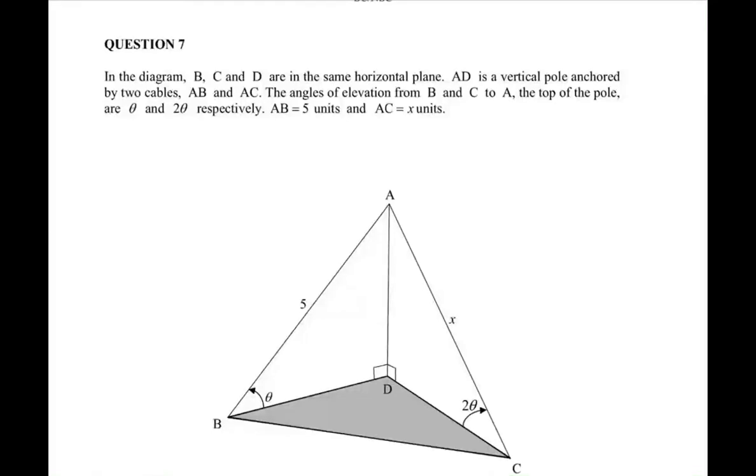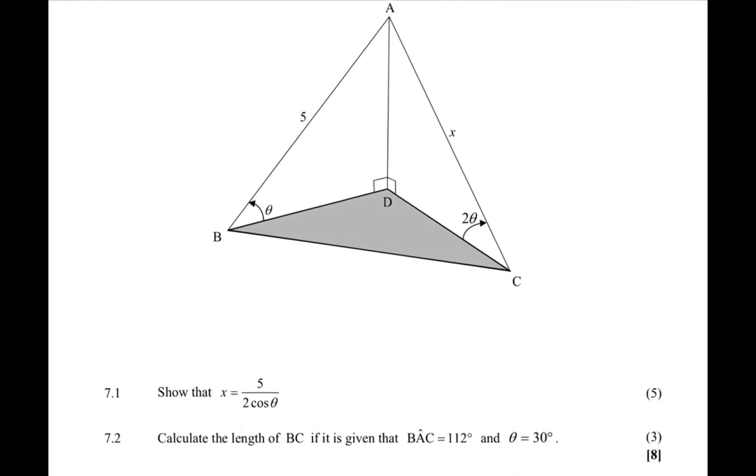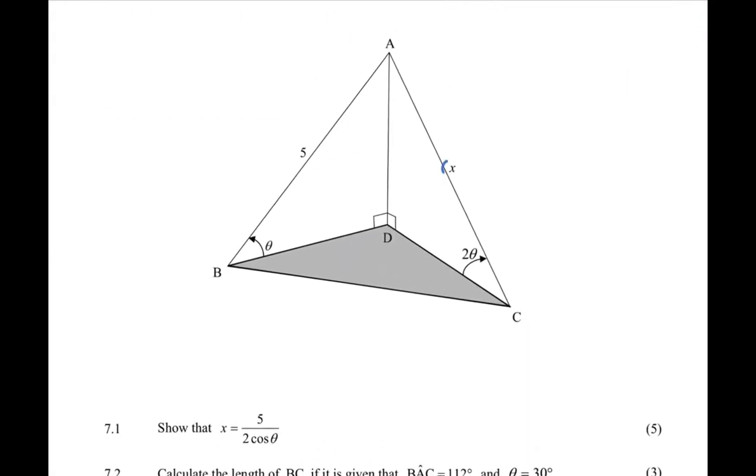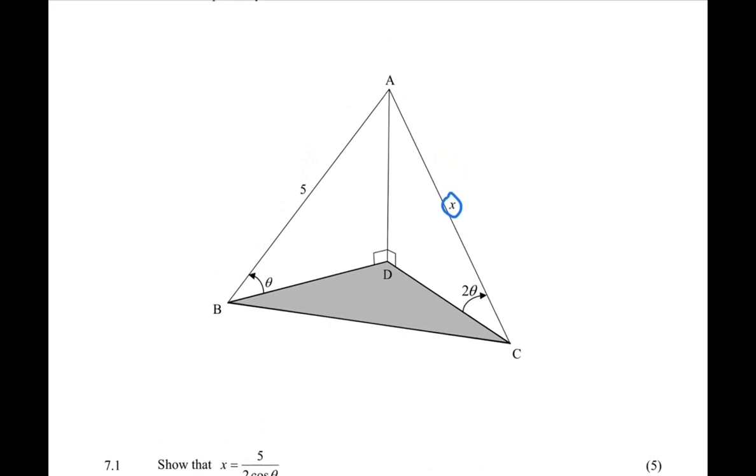We have a 3D diagram here, and the first question, 7.1, says show that x here is equal to 5 divided by 2 cos theta. Let's look at triangle ADC, where x lies. On triangle ADC, the only thing we know is that this angle here is 90, this angle here is 2 theta, and then we have x there. We don't have any other information.